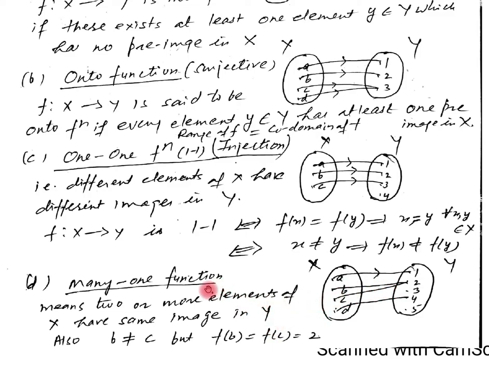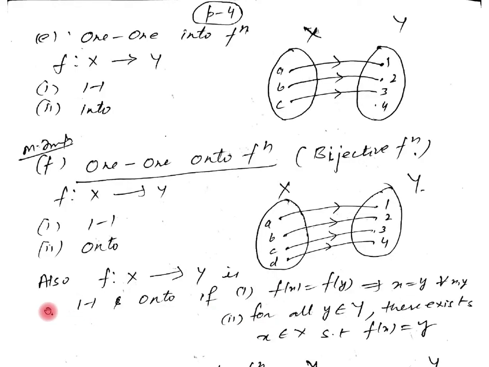This type of function is known as many-one function. Just see the difference between one-one and many-one. If different elements have different images, then it is a one-one function. In many-one function, as the name indicates, if many elements have one image, then the function is said to be many-one. It means two or more elements of x have the same image in y.